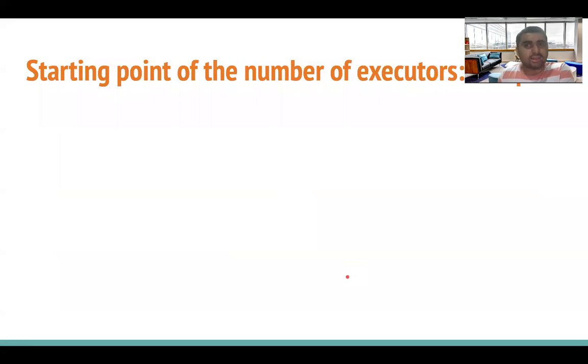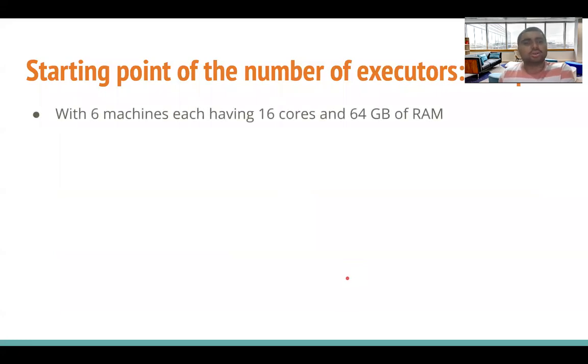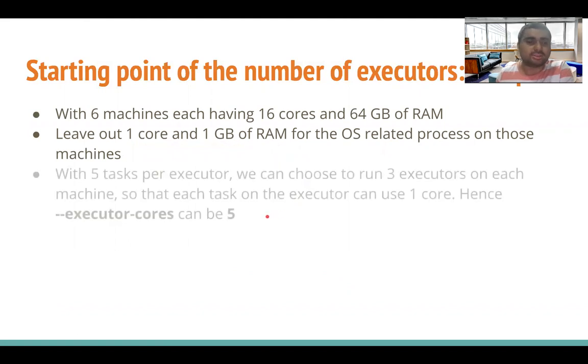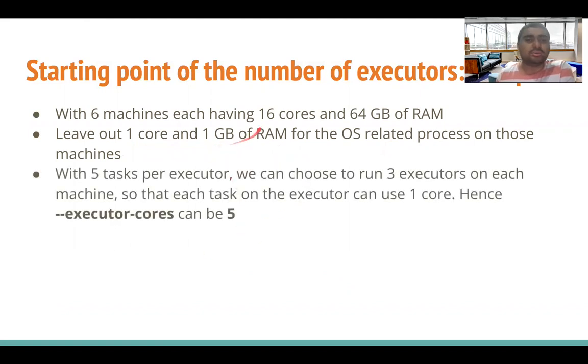Let's talk about the sample now. Let's say we have a cluster of 6 machines, and each machine has got 16 CPU cores and 64 GB of RAM. Now, what we have to think is, leave out some CPU cores and some RAM for the operating system related processes. So let's say we have left out 1 CPU core and 1 GB of RAM for the operating system processes. Now, on each machine, we have 15 cores and 63 GB of RAM to be used by our Spark application. Or you can say this is the amount of memory which Node Manager can allocate to your executors.